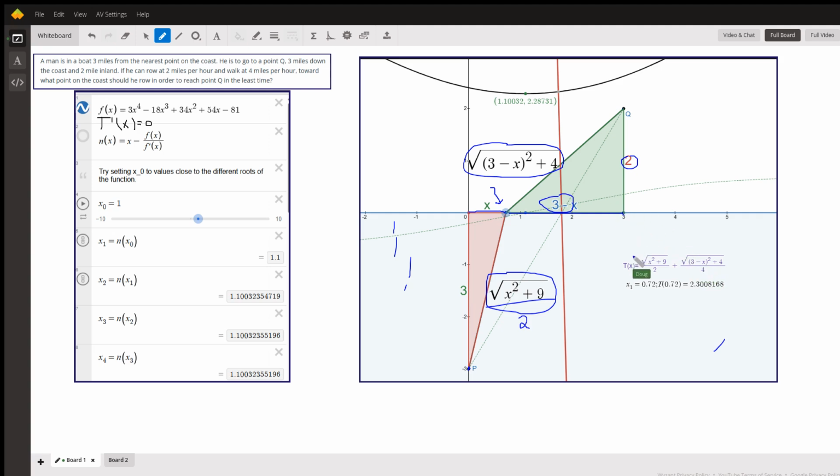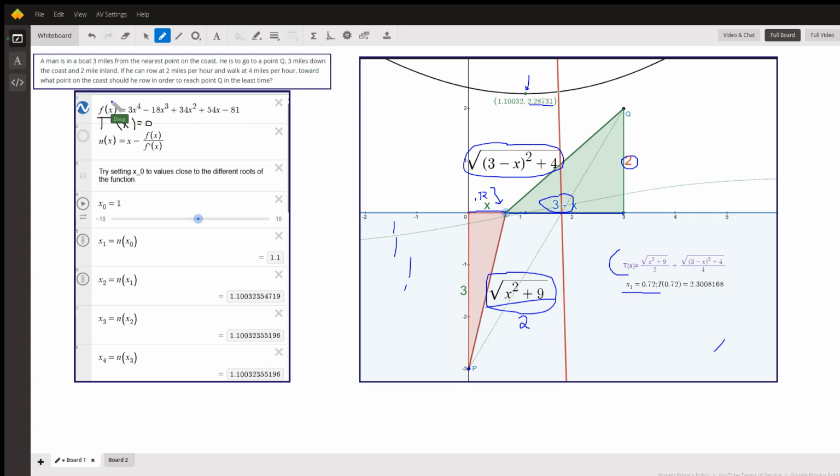Okay. And right now this is showing, for an example, the time that it takes him if he rows to a point 0.72 miles down the coastline. Turns out this black graph right here is the graph of this function, and you can see it reaches a minimum at about 1.1 miles. And there's the total time that it takes him.